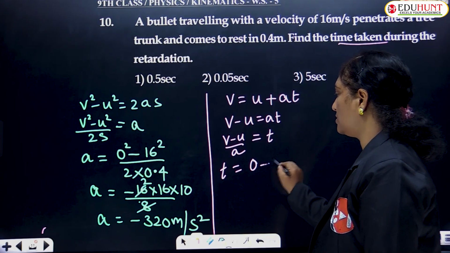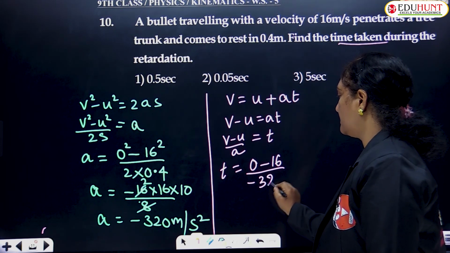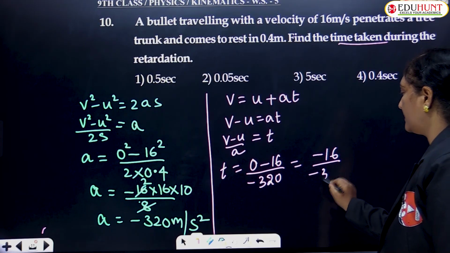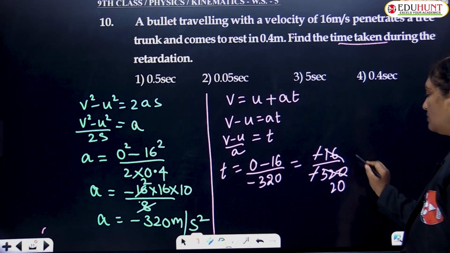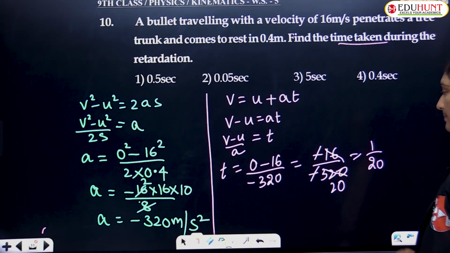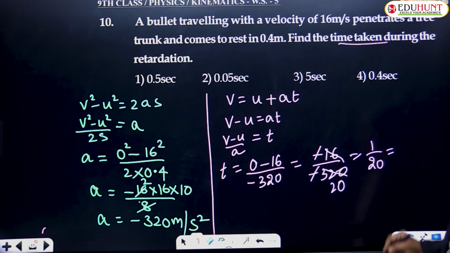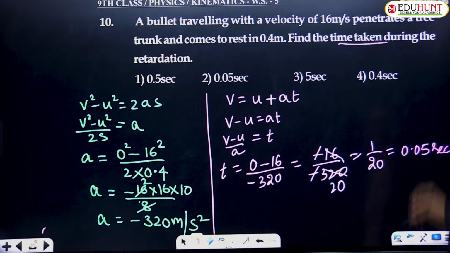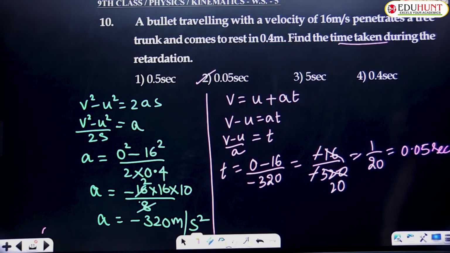Finally it is brought to rest, so final velocity is 0, initial velocity is 16 and acceleration is minus 320. So this is nothing but minus 16 upon minus 320. Minus minus cancel. 16 2s are 32. Hence the answer is 1 by 20. This can also be written as 1 by 2, which is 0.5, and 0.5 by 10 is 0.05 second. Hence your correct answer is the second option, that is 0.05.